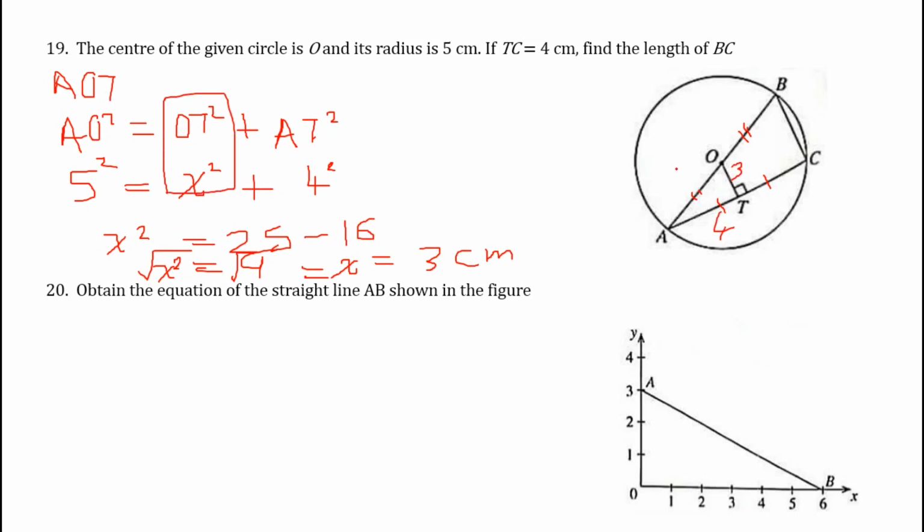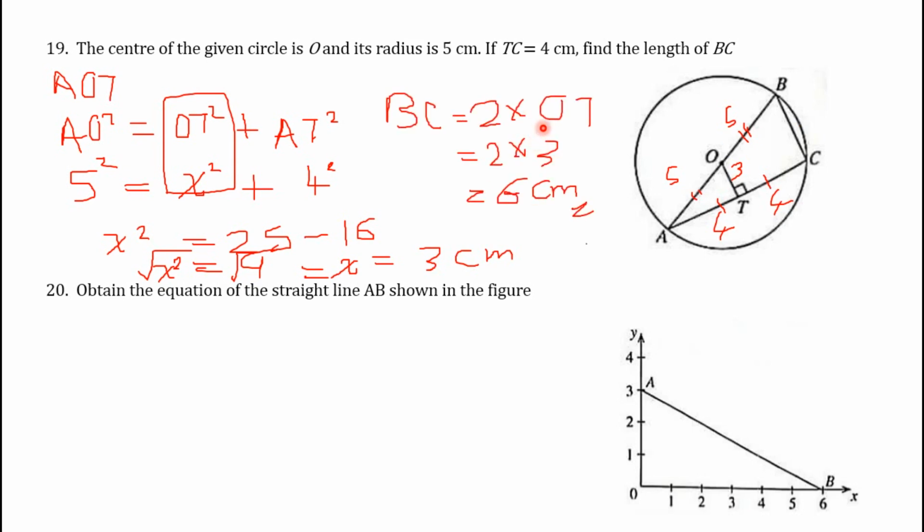This is 4 cm. This is 5 cm. This is 5. This is 4. So if OT is 3, BC will be equal to 2 times OT. So OT is 3 cm. So 2 into 3 is 6.